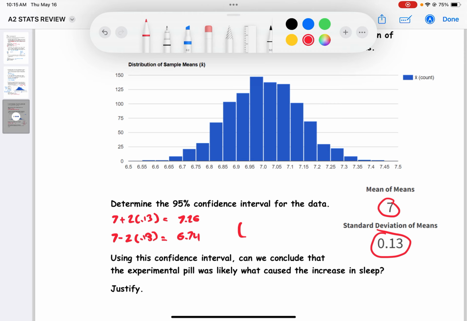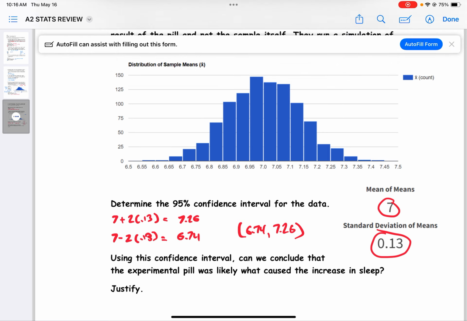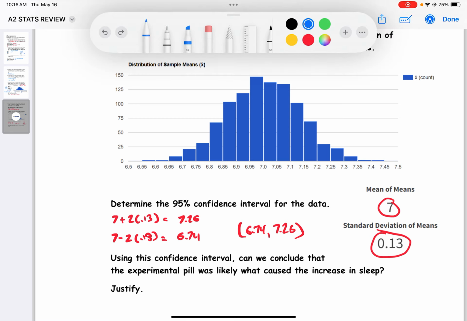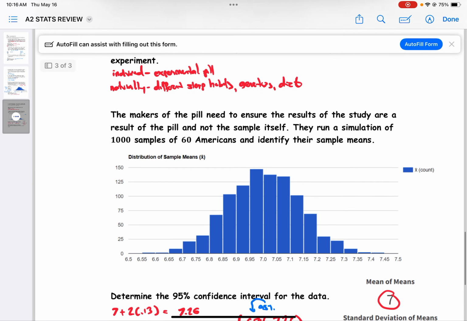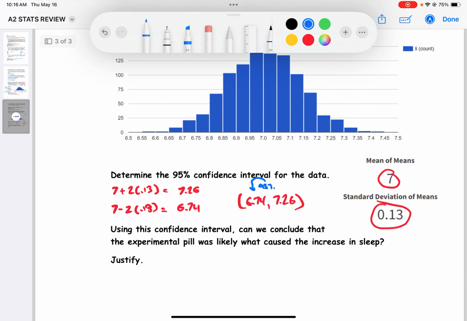It's not actually a coordinate, right? It's a lower bound of 6.74 that goes to an upper bound of 7.26. And I'm using parentheses because I'm not including those numbers in my intervals. If I was, I'd use brackets, but that's not important right now. So once again, 95% of the data is within those two numbers. But 7.4 hours is outside the interval. It's greater than 7.26. That means there's a less than 5% chance that the group just happened to have a sample mean average sleep of this time.